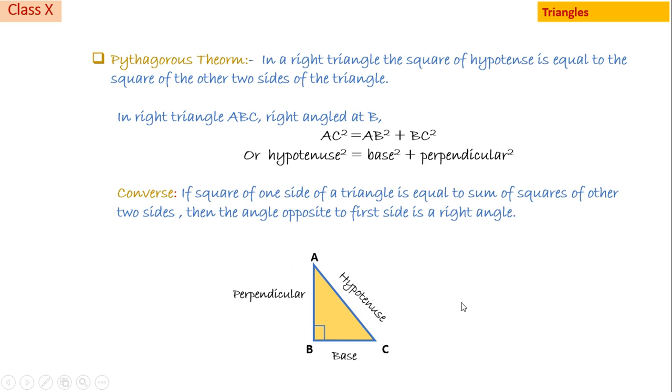The converse of Pythagoras theorem is also true. So the converse implies that if the square of one side of a triangle is equal to the sum of squares of the other two sides of the triangle, then the triangle is a right angle triangle and the angle opposite to the first side, or the angle opposite to the hypotenuse, is a right angle.